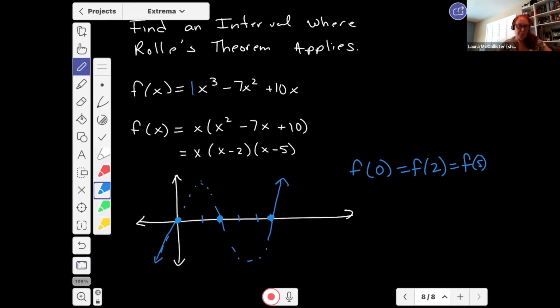Questions so far? Okay, so where are the intervals that I know that we can find? I have 2. I know I have an interval between 0 and 2 is an interval where Rolle's theorem will apply. My next interval is between 2 and 5 where Rolle's theorem will apply.